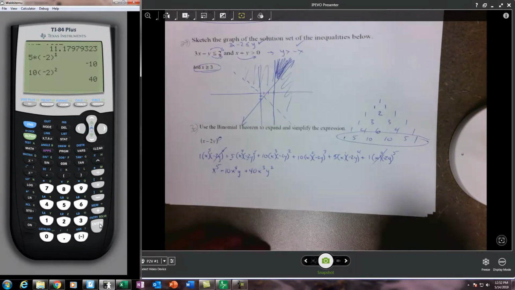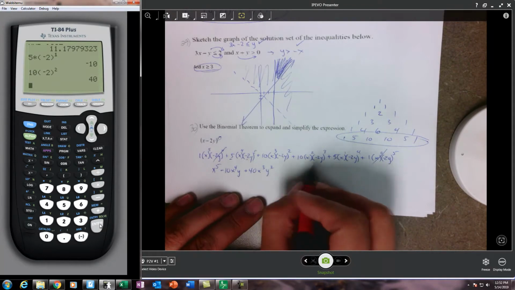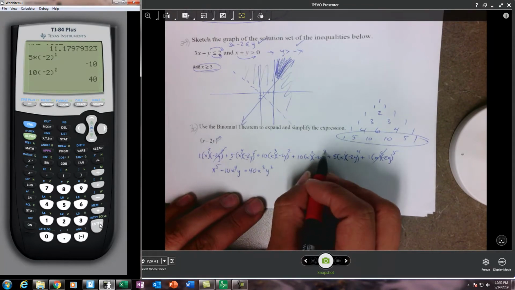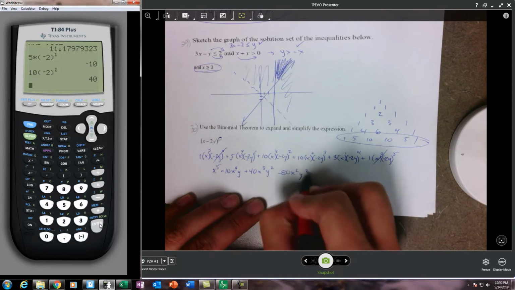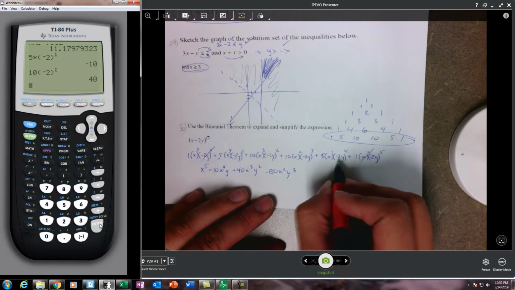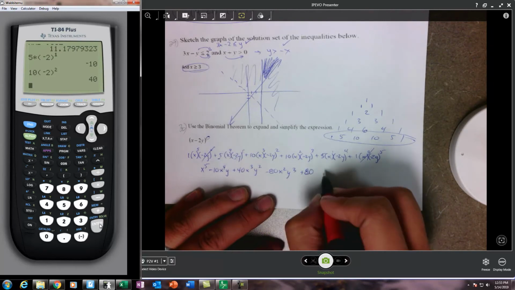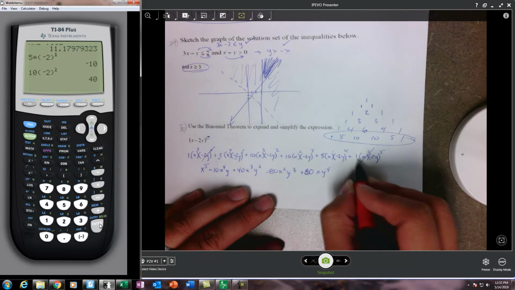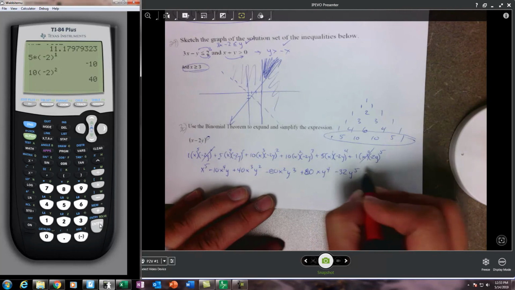You'll notice that it goes back and forth with the negative. If I do the same thing with this 10 here, 10, negative 2 to the 3rd, that's negative 8 times 10 is negative 80 x squared y cubed. Keep moving down. 5 times negative 2 to the 4th. Negative 2 to the 4th is 16 times 5 is 80, but that's positive 80 x y to the 4th. And then this last one, 1 times negative 2 to the 5th is negative 32 y to the 5th.